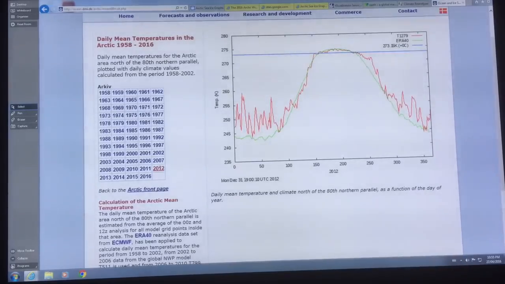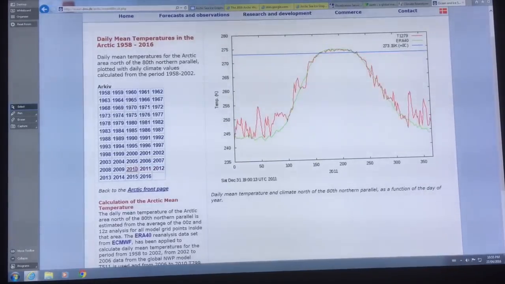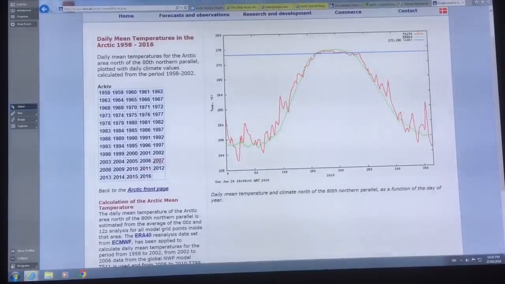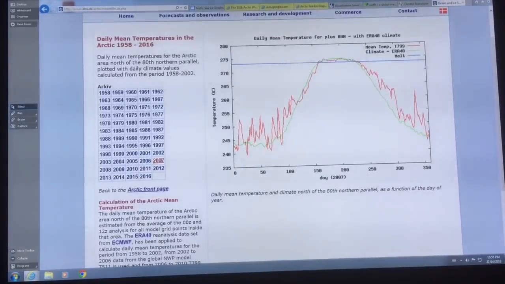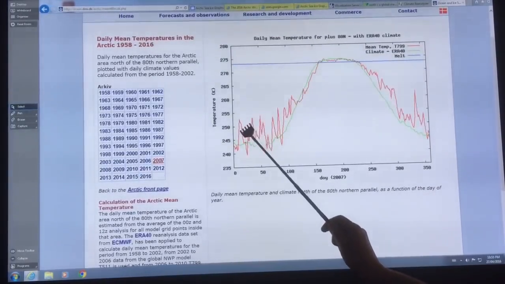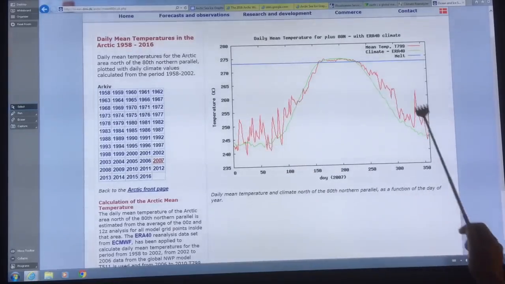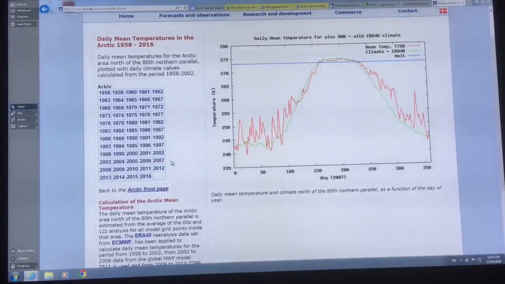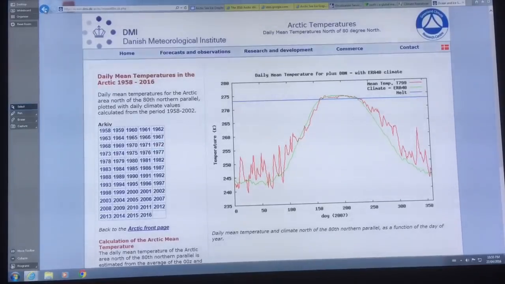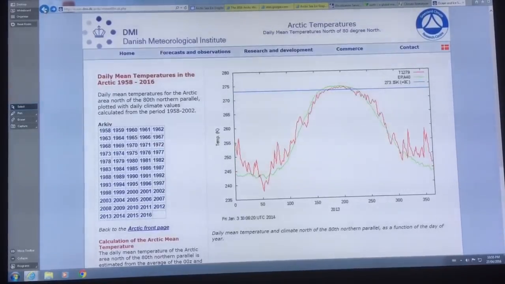We were well above, and you can go back and look at particular years. Even back in 2007, we were getting temperature anomalies above average at the beginning and at the end of the year in the northern hemisphere, in the winter. So this is not good for the sea ice, obviously.